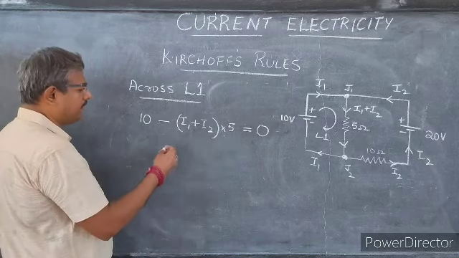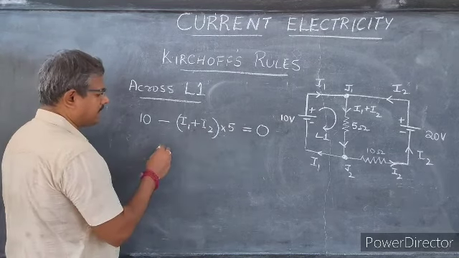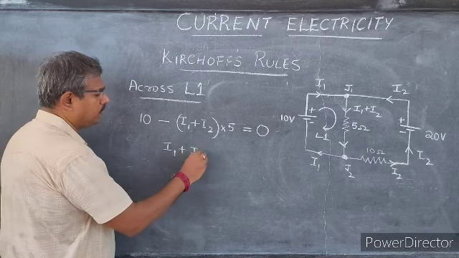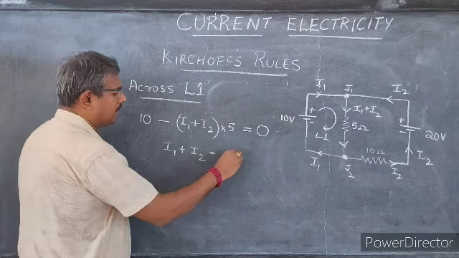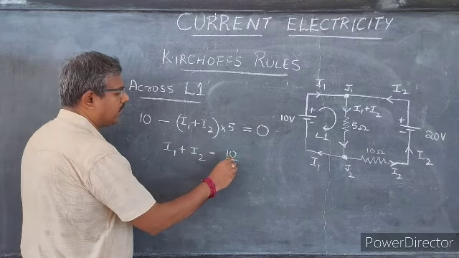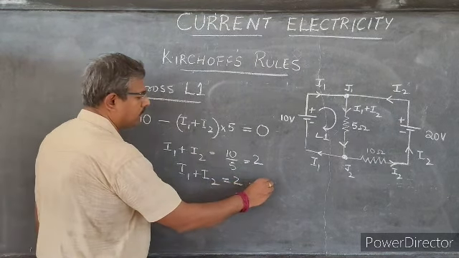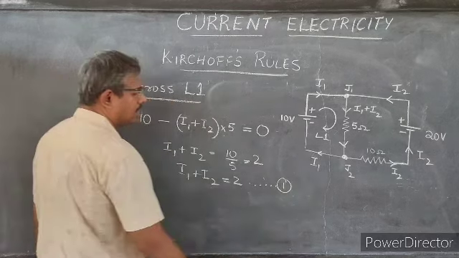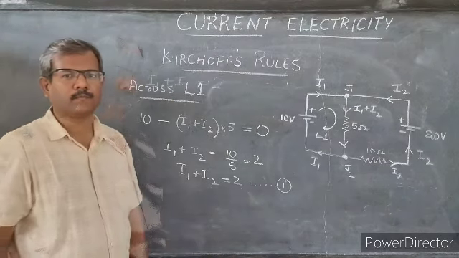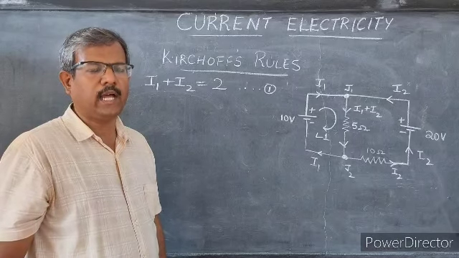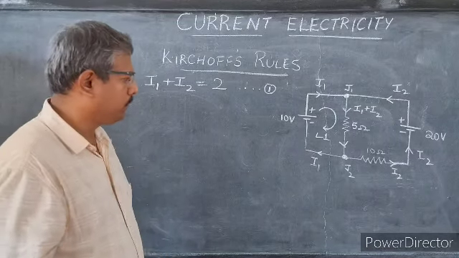So let's simplify this. I take this term to that side. What I get is I1 plus I2 equals 10 by 5, which is equal to 2. So I1 plus I2 is equal to 2. Let me call this equation 1. Having finished loop 1, we now go to loop 2.